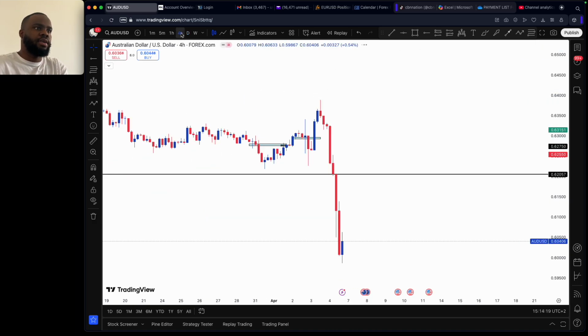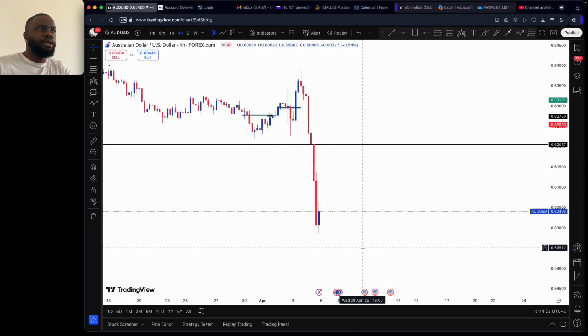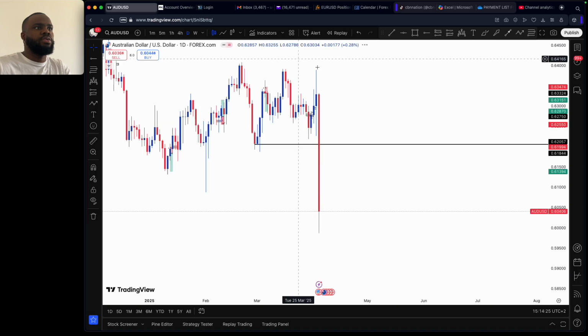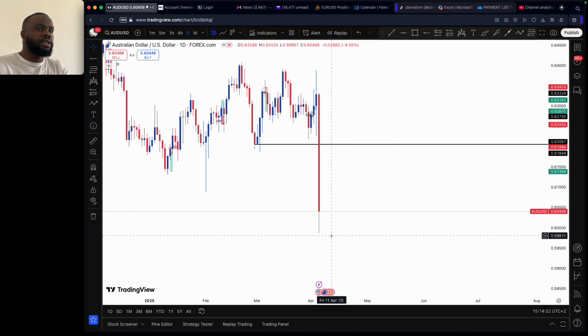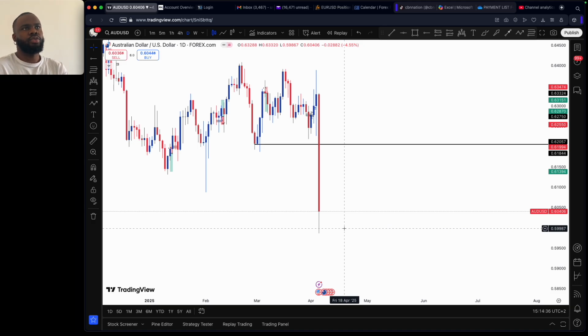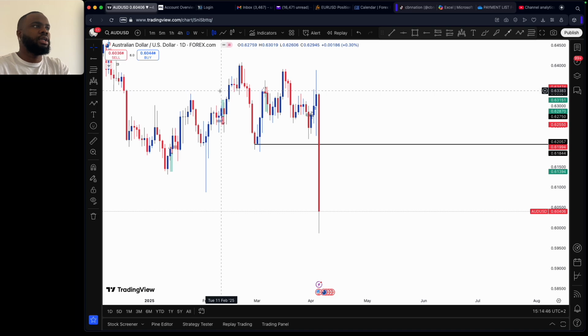Going to the 4 hours, let me see. The 4 hours is still bearish, but as you can see, we need a pullback, a decent pullback to this zone before we can continue to sell. So that will also result in counter trend trading, and we're going to use our intraday trading strategy to catch the move, if price is actually willing to pull back.